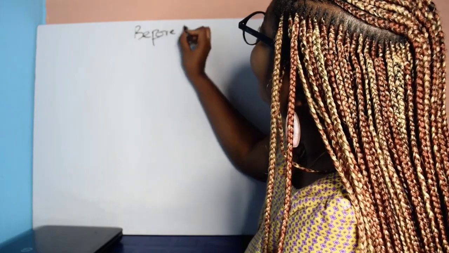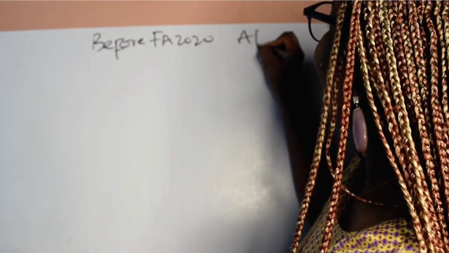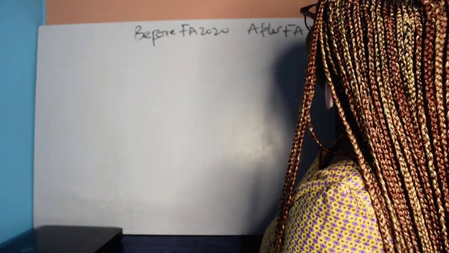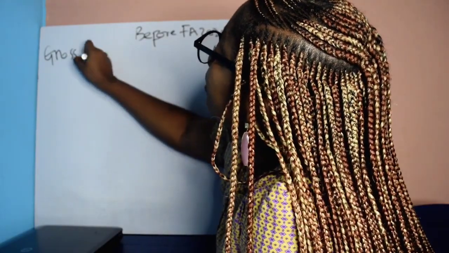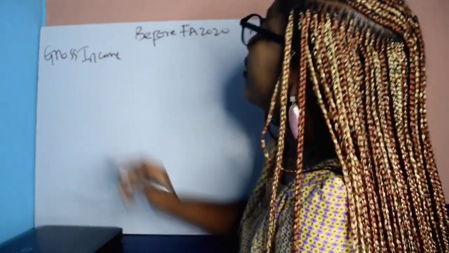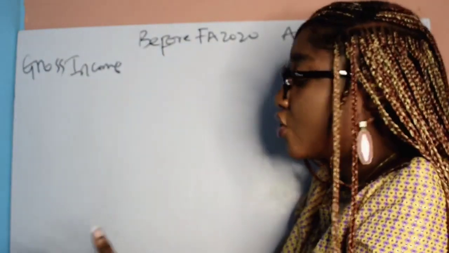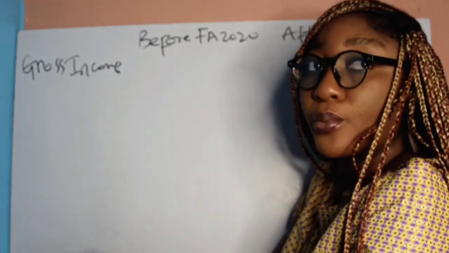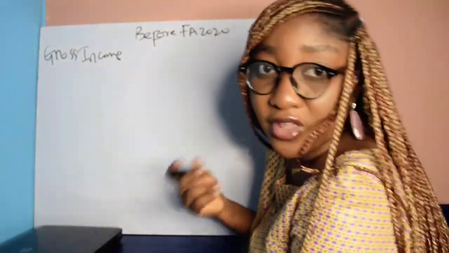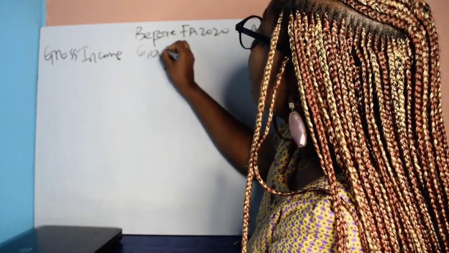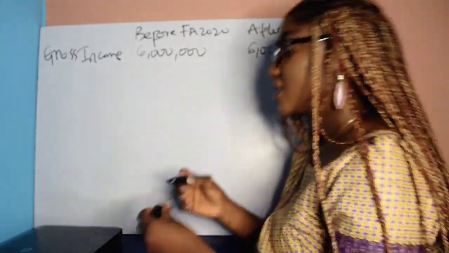So we have before Finance Act 2020 and after Finance Act 2020. So just let's call it gross income, right? We already said the person is earning 500,000 naira monthly. So the gross income, the annual pay, will be 6 million naira per annum. That's 500,000 times 12, so 6 million, right? Arithmetic remains the same.